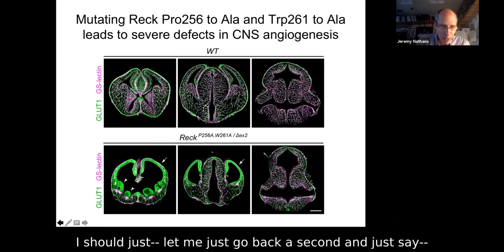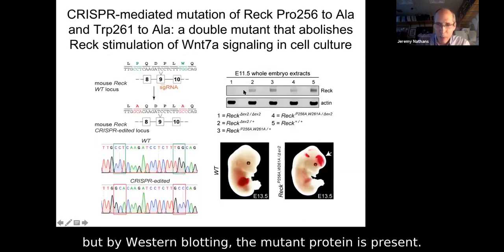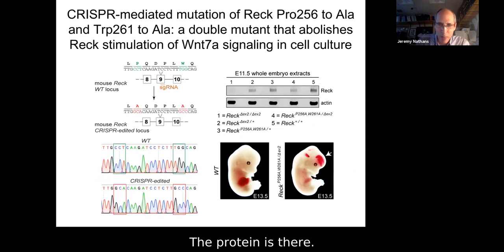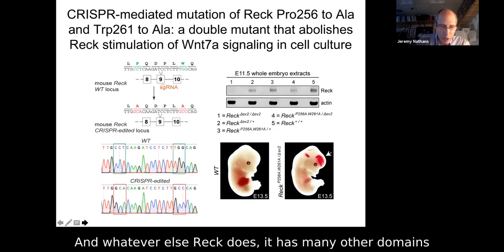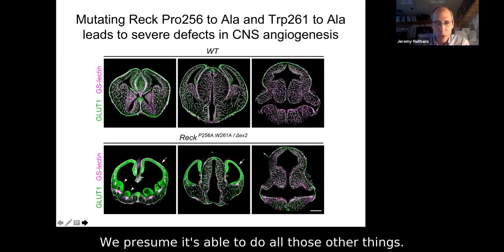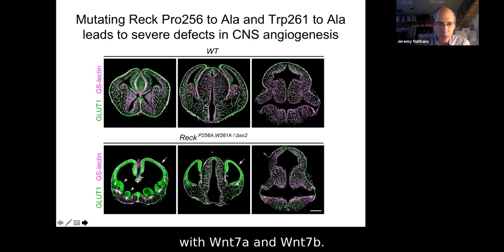I should just say, let me just go back a second and say, I won't go into all the details, but by Western blotting, the mutant protein is present. So this does not destabilize the protein. The protein is there. And whatever else REC does, and it has many other domains, and it probably does other things, we presume it's able to do all those other things, but it just is unable to activate Wnt signaling with Wnt7a and Wnt7b.